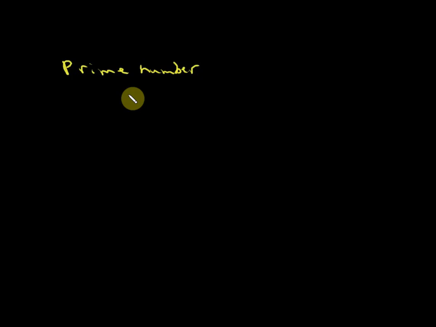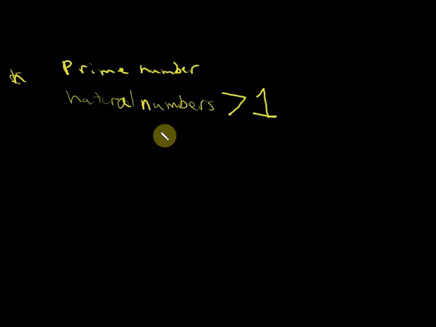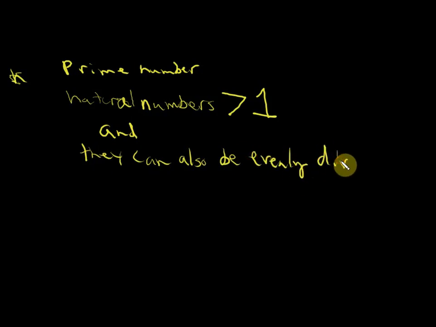Prime numbers are natural numbers greater than 1, and they can also be evenly divided by 1 or itself.